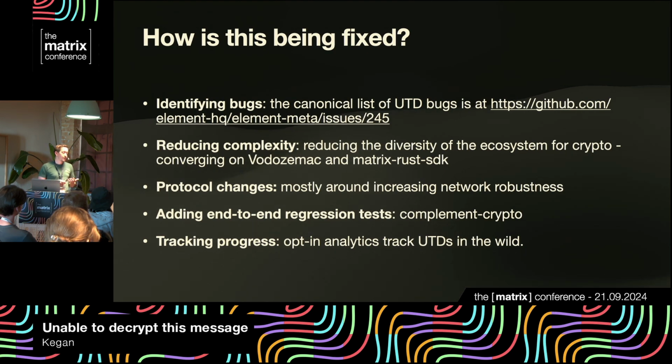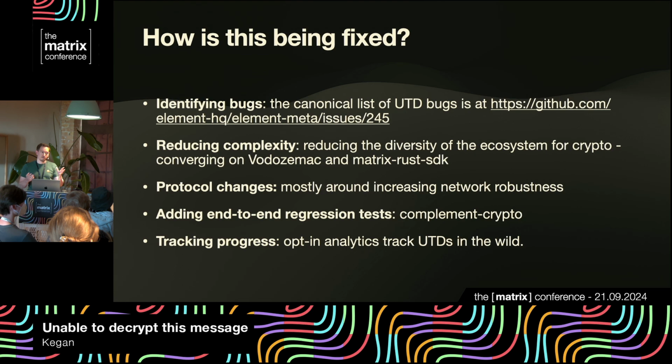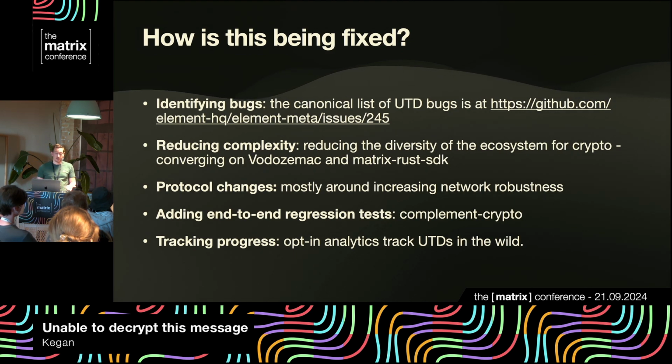There are protocol changes that we have proposed. This is mostly around federation reliability. So when federation is unreliable, are there ways that we can make it so that even though you can't talk to this other server, it's okay, you can still encrypt successfully for the other side. We're also adding end-to-end regression tests. This is a new tool which I'll talk about a bit later on.